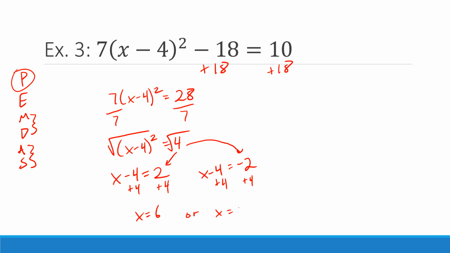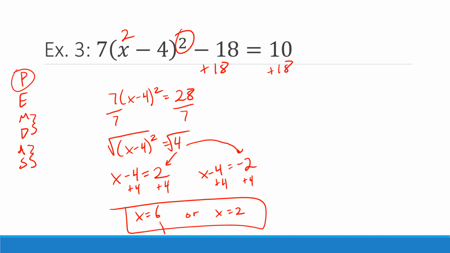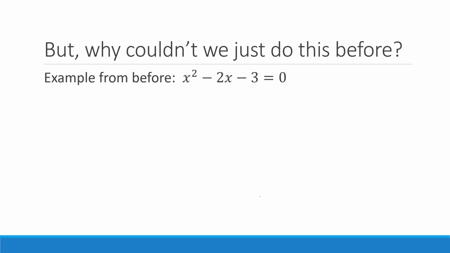Very interesting. Let's make sure it makes sense when we plug it into the equation. Hey, 2 minus 4, it's negative 2. Negative 2 squared is positive 4, and now I'm right back to where I was when I plugged in 6. Positive 4 times 7 is 28. 28 minus 18 is 10. So 2 answers, 1 arose because the square root could also be negative.